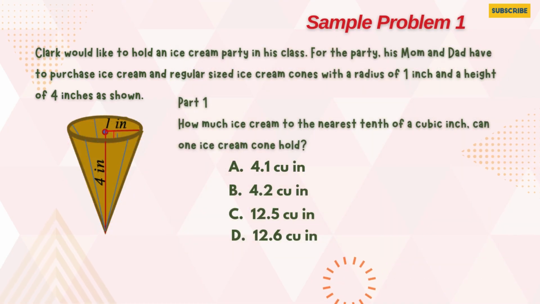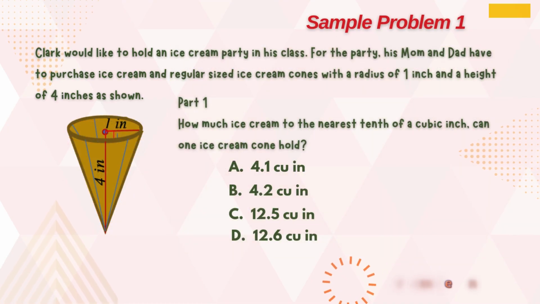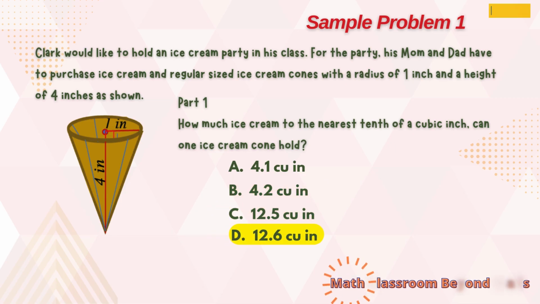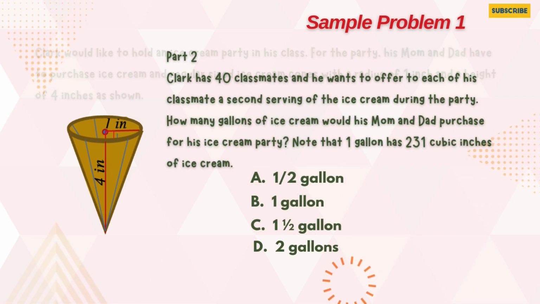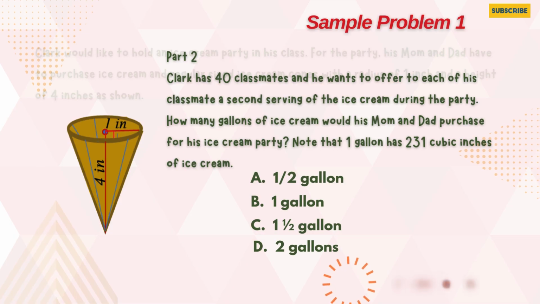So, what is our answer, learners? Is it option A, option B, option C, or option D? Okay, so the answer is option B. The amount of ice cream that one ice cream cone can hold is 4.2 cubic inches. That was easy. Okay, we move on to part 2.